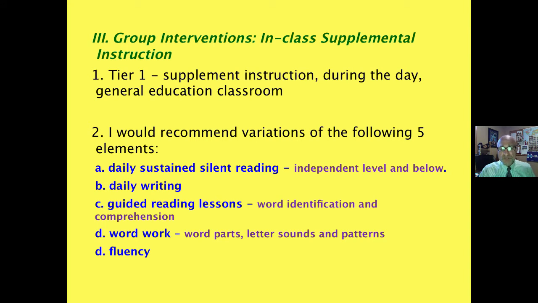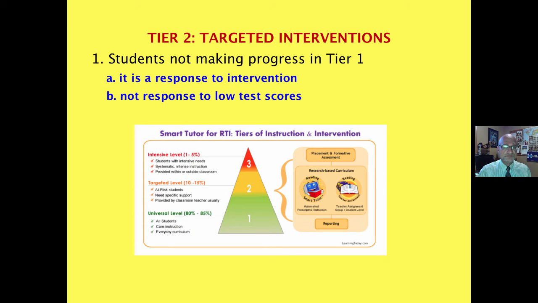The group intervention is in-class supplemental instruction. This is for Tier 1. It should happen during the day in a general education classroom. I would recommend keeping it simple, with variations of 5 elements: more daily sustained reading at the independent level and below, daily writing activities, guided reading lessons that focus specifically on word identification and comprehension for small groups, word work on word parts, letter sounds and patterns, and some fluency activities, and you'll see some of those in another video.